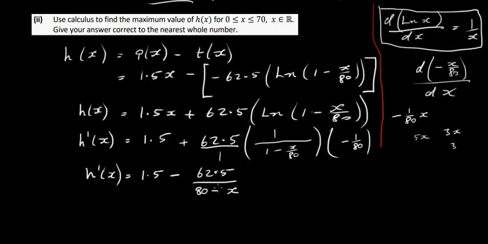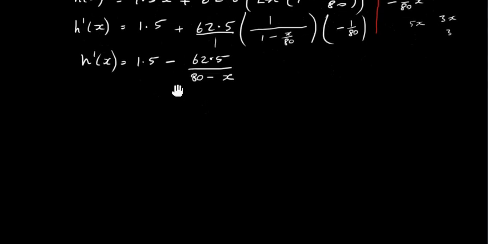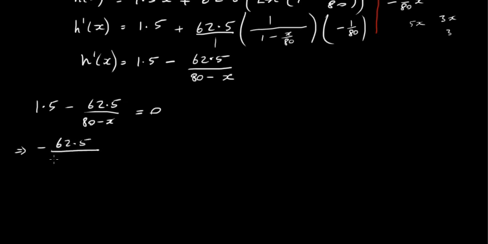So this is our differentiated function. Now we have to let this equal to 0 in order to maximize our function. So we're going to take 1.5 minus 62.5 over 80 minus x, and we're going to let that equal to 0, and we're going to solve this. So first of all, let's bring the 1.5 over, so we get 62.5 over 80 minus x is equal to minus 1.5. We can multiply across by minus 1, so that'll give us two positives here.